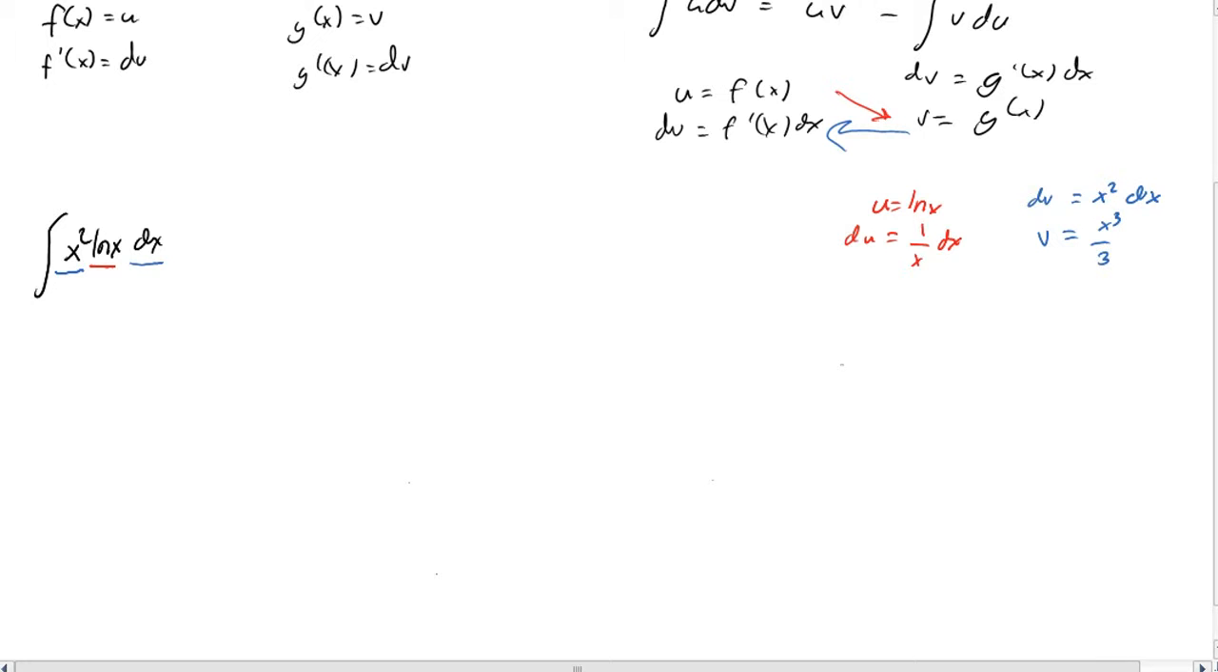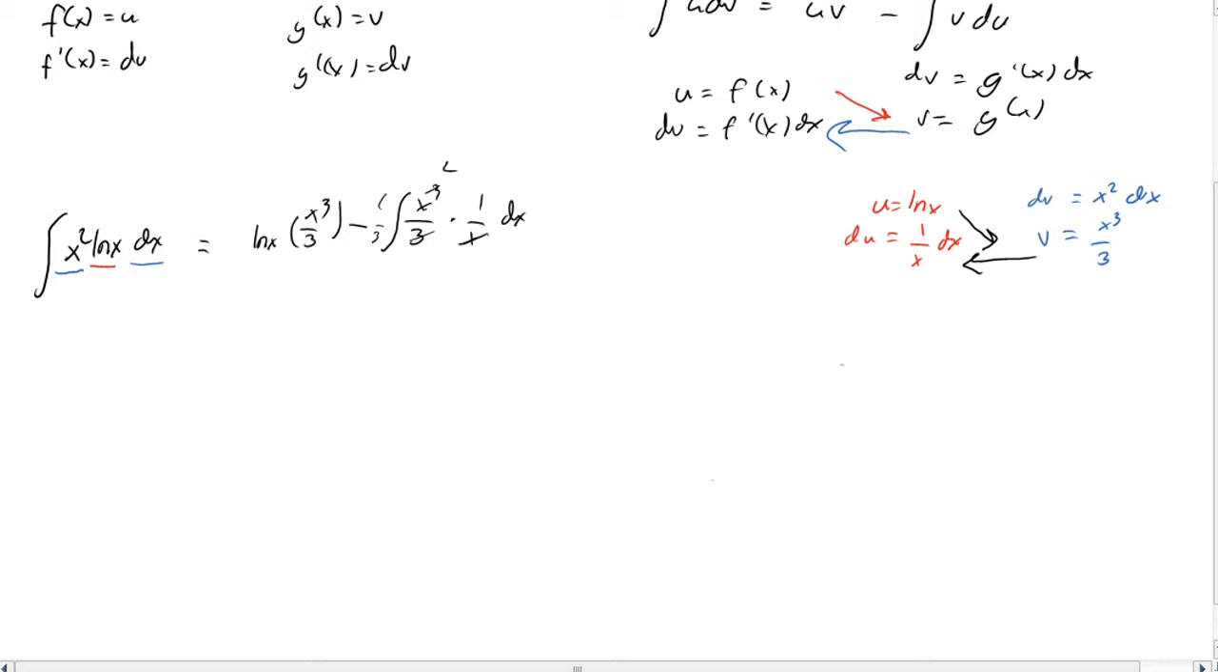So when we use integration by parts, we want to have u times v for the first part of the equation. So we have u, which is ln of x, times v, which is x cubed over 3, minus the integral of v times du, which is x cubed over 3 times 1 over x dx. And then we can cancel the x's, so we get x squared, and pull out a 1/3.